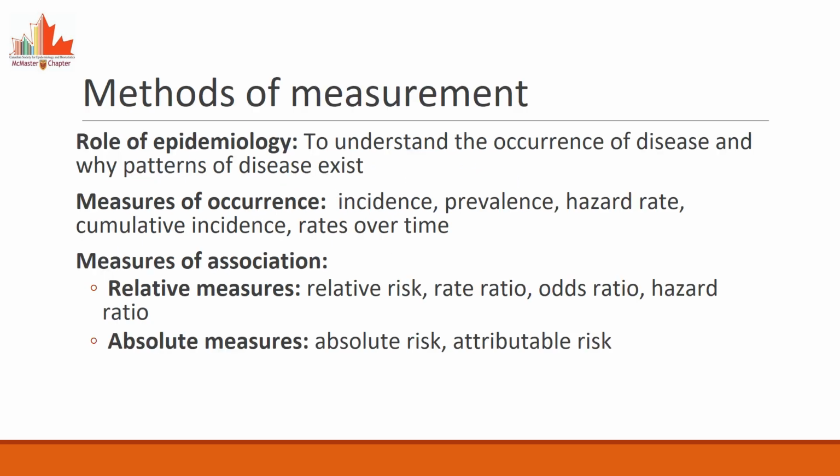Epidemiology, as most of you might know by now, is the study of how disease is distributed in populations and the factors that influence or determine this distribution. In order to study this distribution, measures of occurrence and measures of association are utilized. Measures of occurrence include incidence, prevalence, hazard rate, cumulative incidence, and rates over time, whereas measures of association include relative measures, such as relative risk and risk ratios, and absolute measures, such as absolute risk and attributable risk. We will now be discussing different study designs and how these measures of association are used in them.